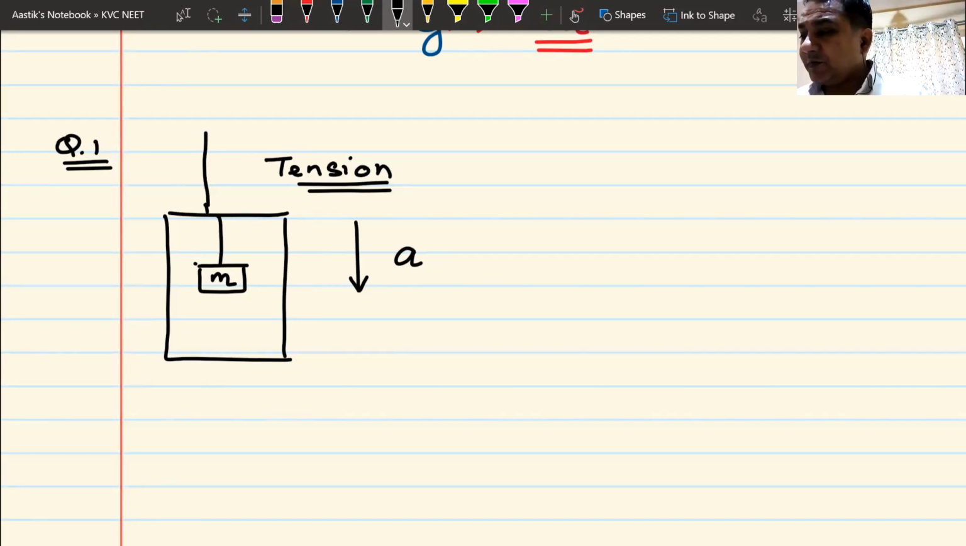So I hope you have solved this problem. How will you solve this problem? You will draw the free body diagram. Mg is downwards, tension T is upwards, as you can all see.